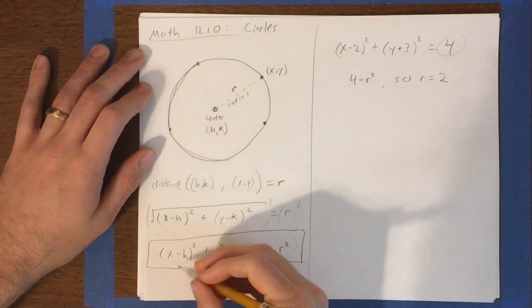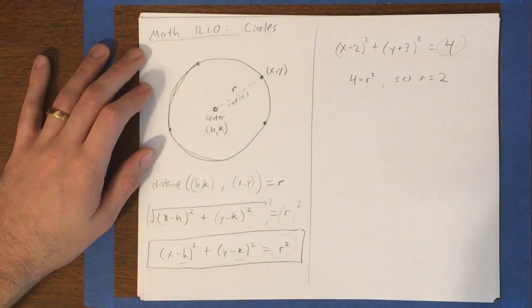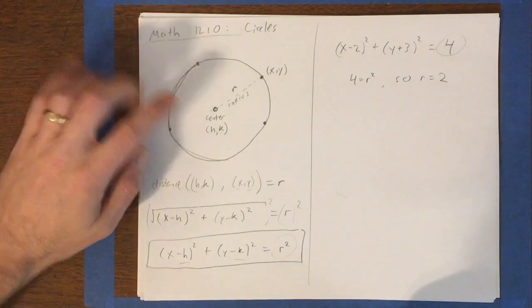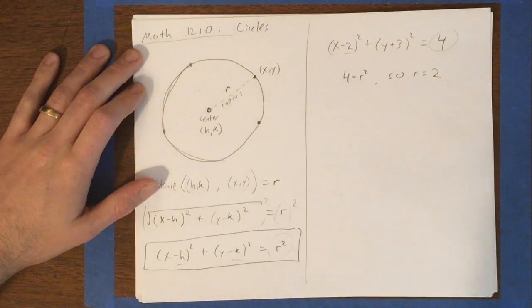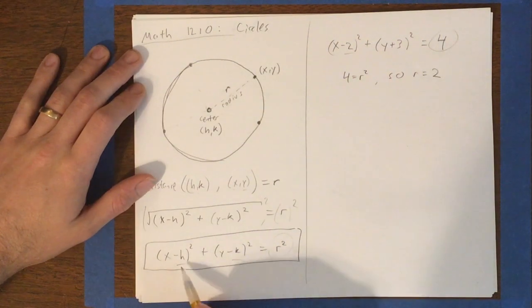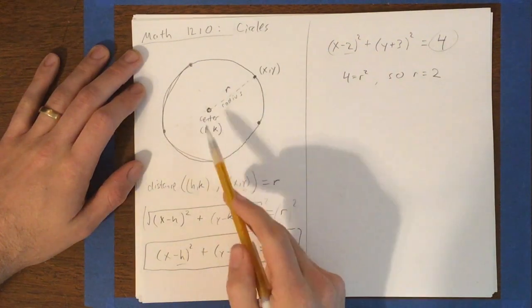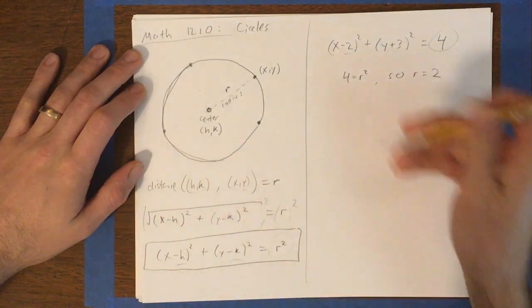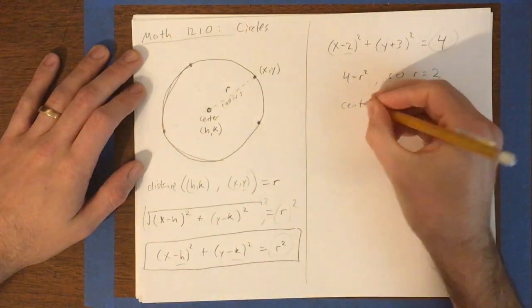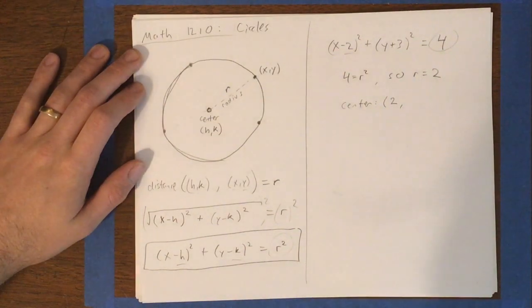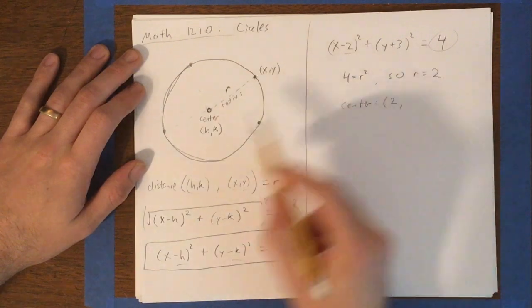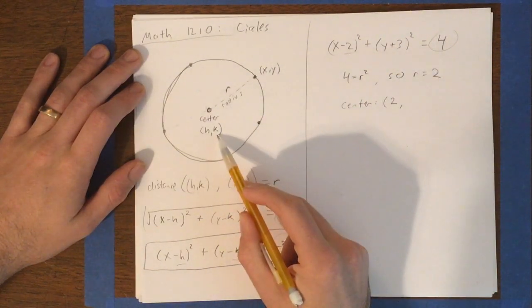The other thing you can do is look at what numbers are being subtracted from x and y. Remember that those are the coordinates of the center point. So here we see 2 is subtracted from x. That would be the h value. h is the x coordinate of the center point. So my center point is going to have x coordinate 2. And then the number that's subtracted from y is going to be the k, which will be the y coordinate of the center point.